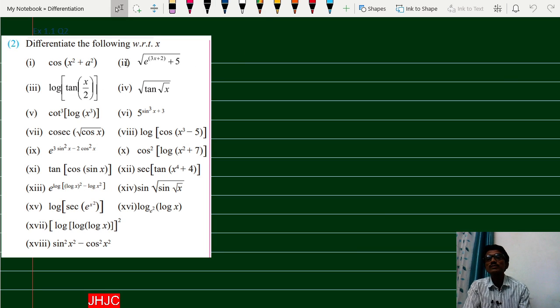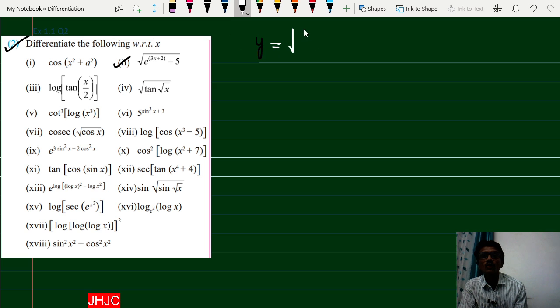Now we are going to start question number 2. हम क्वेश्चन नंबर 2 के क्वेश्चंस करते हैं. Question number 2, differentiate with respect to x. So let's do the second one here. y is equal to root of e raised to power 3x plus 2 plus 5.